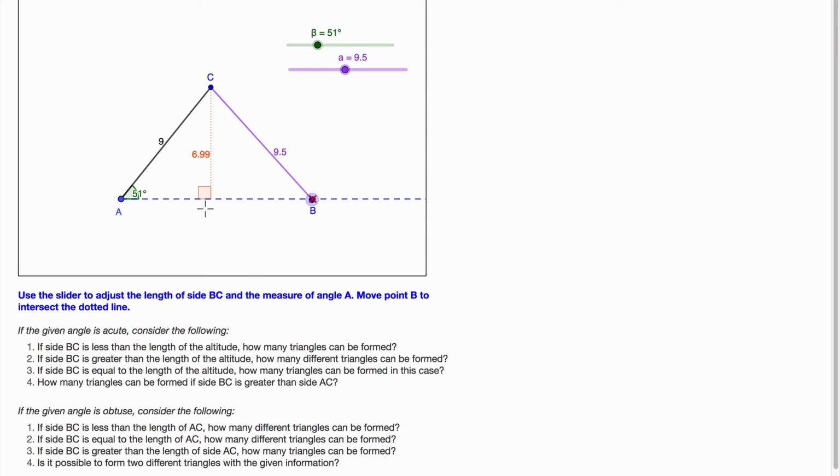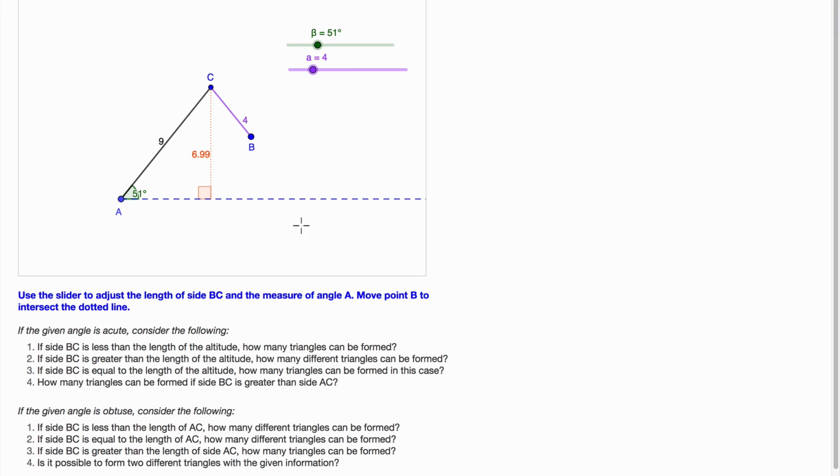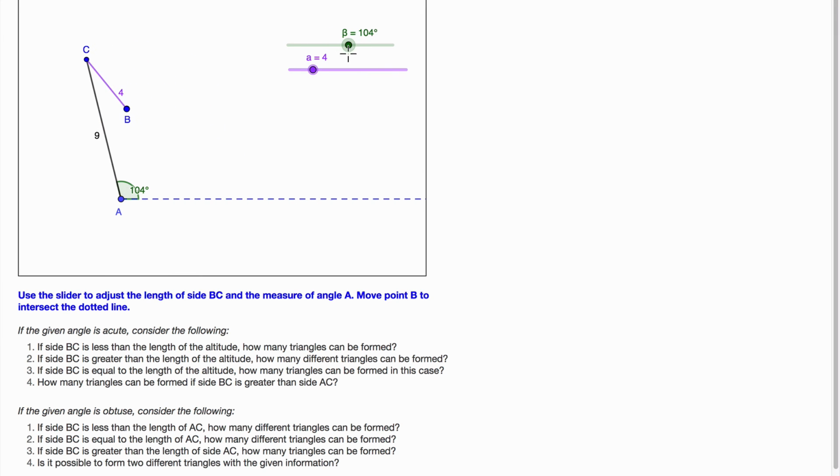All of these occurred when our given angle measure was acute. What happens if our given angle measure was obtuse? I'm going to reset this back to where we started and adjust this to be an obtuse angle, 115 degrees. This asks if our side BC, the one opposite our given angle, is less than the length of our adjacent side, how many triangles can we form?